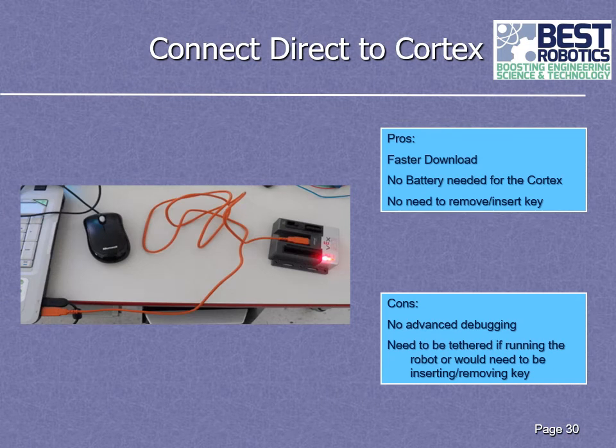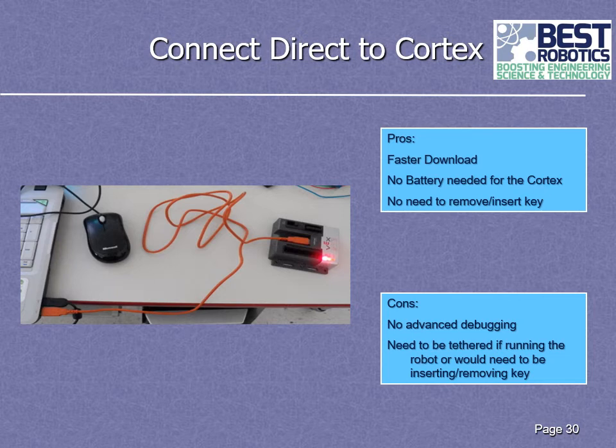The second method is a direct connect to the Cortex. As you can see, here is where you'd use your USB to USB. You do have to remove the key from your controller, the Cortex, but you don't need it to be hooked to a battery because USB is powering it.